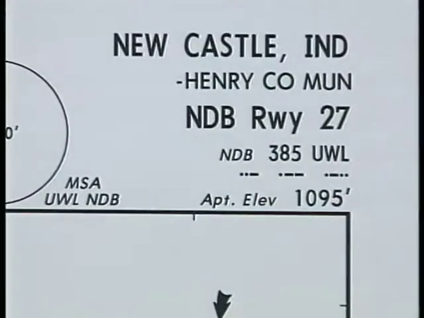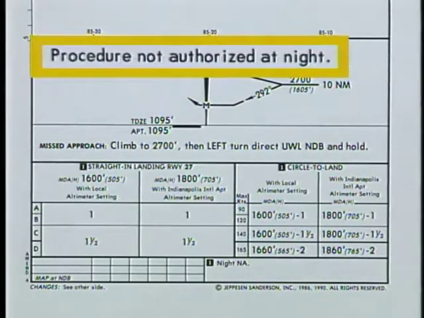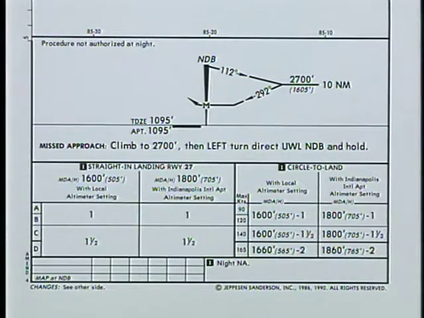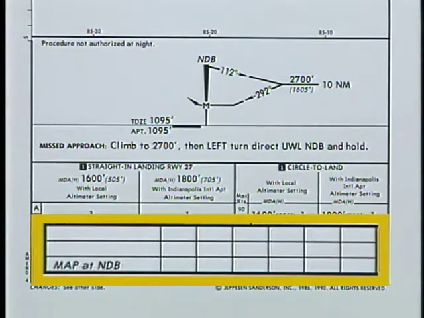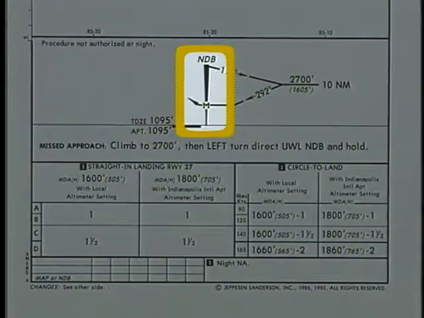Now let's use your knowledge of ADF to fly the NDB runway 27 approach into Henry County Municipal Airport at Newcastle, Indiana. By carefully studying the chart, you'll notice that this procedure is not authorized at night. You'll also see that this particular approach does not provide timing information for determining the missed approach point. Since the NDB is located at the airport, the missed approach point is at the station.